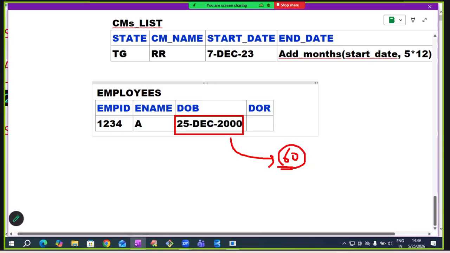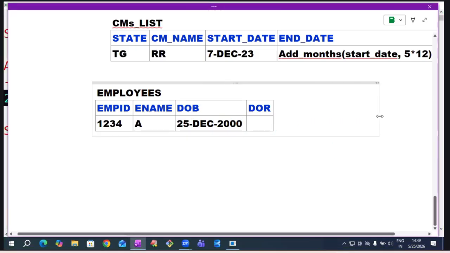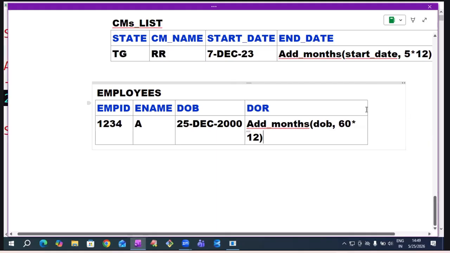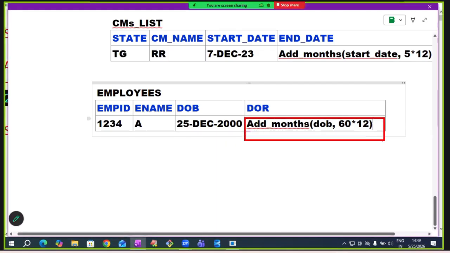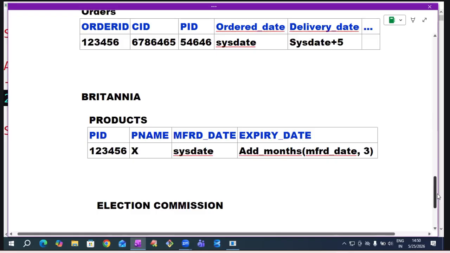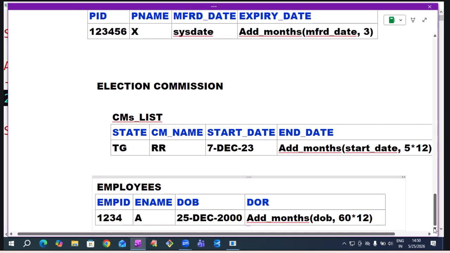So on which date his age becomes 60, we have to find. Means to the date of birth, add 60 years. So we have to add 60 years now. To add 60 years, add months of date of birth, comma, 60 into 12, like this. Okay, so this is his date of retirement. So in such situations, adding days, months, years are useful.